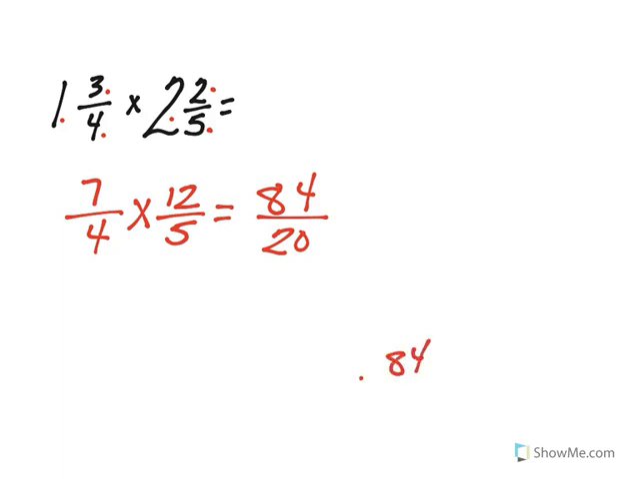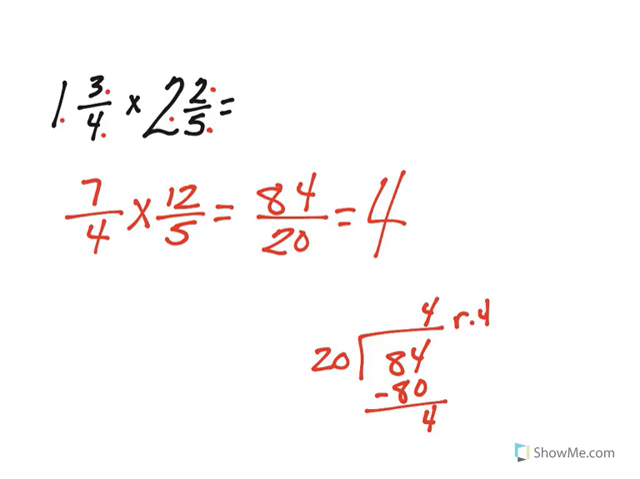I'm going to divide 84 by 20, and I know I'm going to get 4 groups of 20 out of 84, and 4 groups of 20 are equal to 80. 84 minus 80 is 4. So my remainder is also going to be 4. So my answer here is going to be 4 whole, 4 as my numerator, and 20 as my denominator.